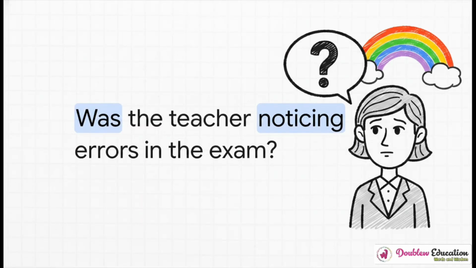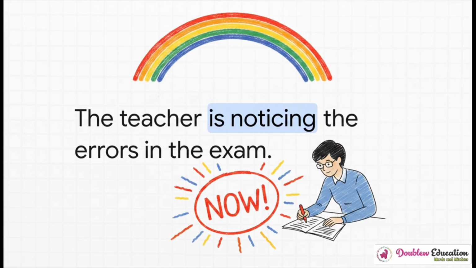Time for green. And this is a pretty cool trick. How do we ask a question about the past? We just flip the first two words. So instead of the teacher was, we ask, was the teacher noticing? Now for the color blue, and we are zooming right back to the present moment. For an action happening right now, we say, "The teacher is noticing the errors in the exam." This is our good old present continuous tense.